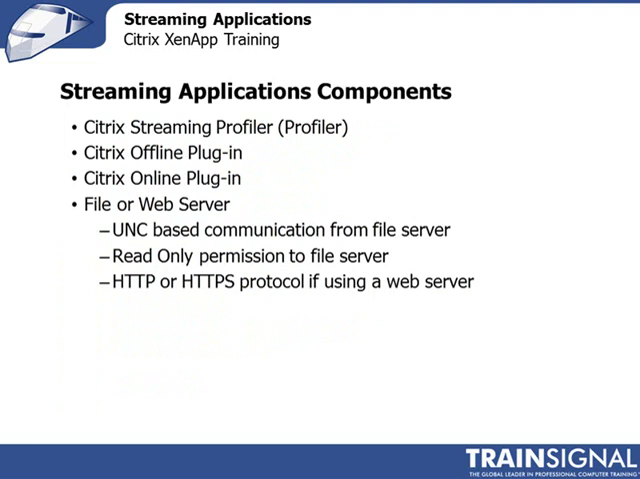Streaming application components. These are the different components that you're going to need if you want to do application streaming. The streaming profiler, otherwise known as the profiler, is what's going to create that package, and we're going to go through that in a second. You're going to need the offline plugin if you want to run these applications cached locally so that you can do it when you're not connected to the network. When you are connected to the network, you will need the online plugin. And then if you're delivering these applications through a file or web server, you will need UNC-based communication, read-only access, etc. Alright, let's go stream some applications.